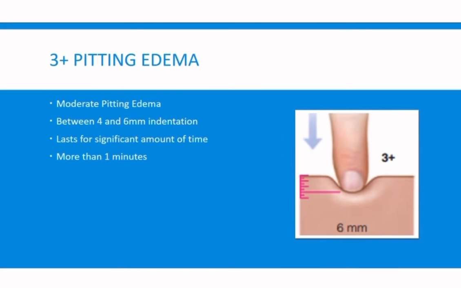Next is 3 plus pitting edema. It's called moderate pitting edema. It has between 4 to 6 mm indentation and lasts for a significant amount of time. It takes more than 1 minute to disappear after your finger is removed.